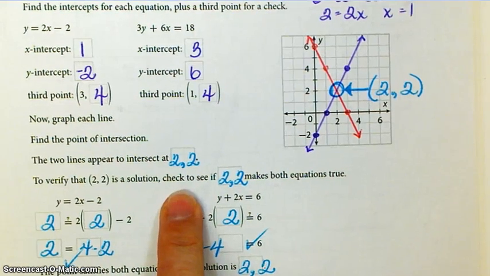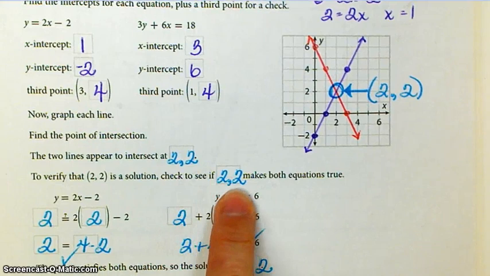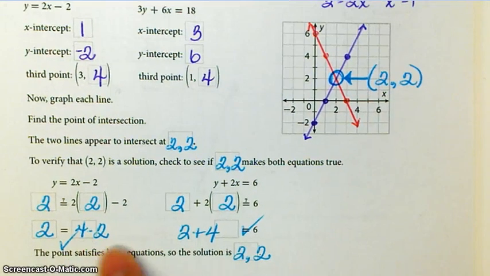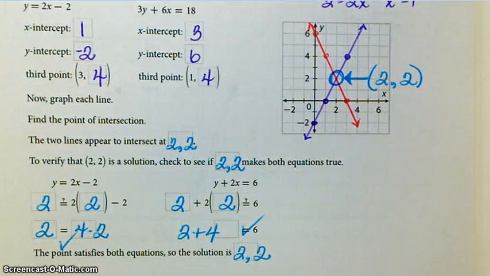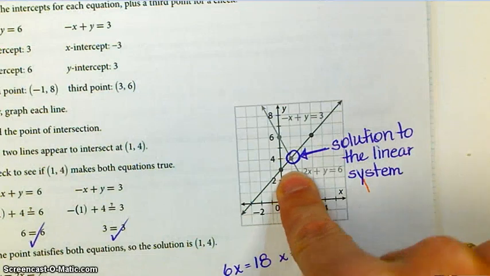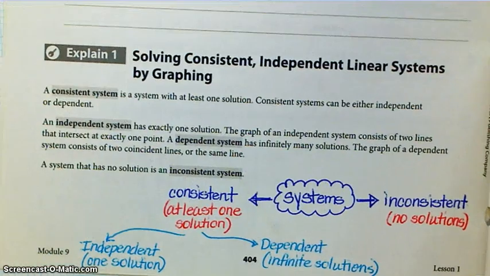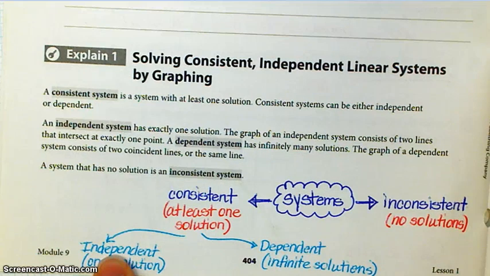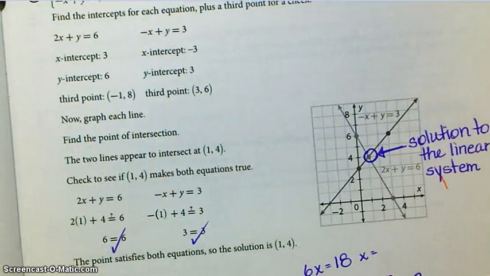So verifying that 2, 2 is a solution, you put 2 in for x and 2 in for y into both equations, and make sure that 2, 2 makes both equations true. And it does, so that's our solution. In this case, there is one and only one solution to the system. So if there is one and only one solution, that is an independent, consistent system. All right, join me on page 406.